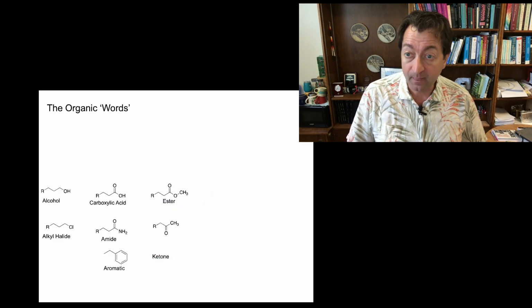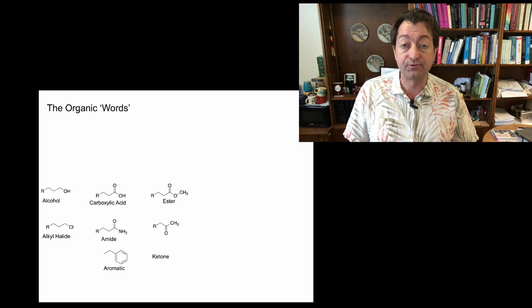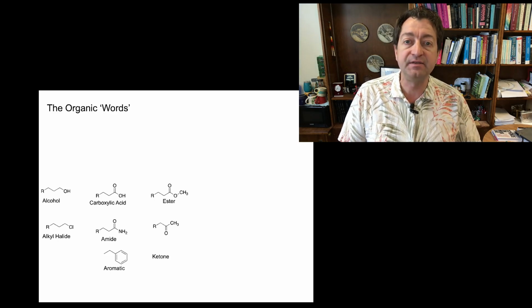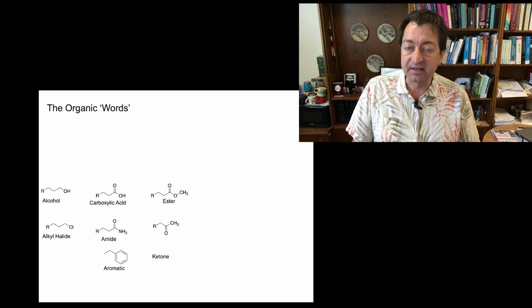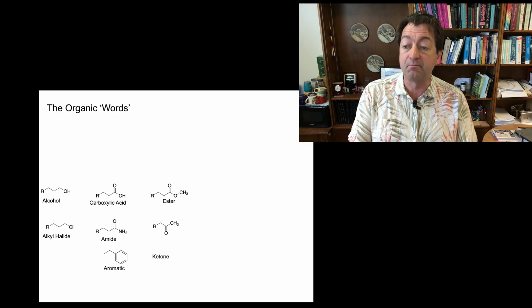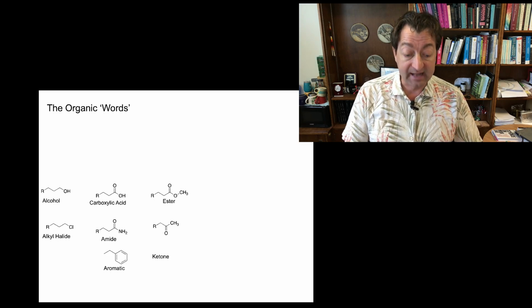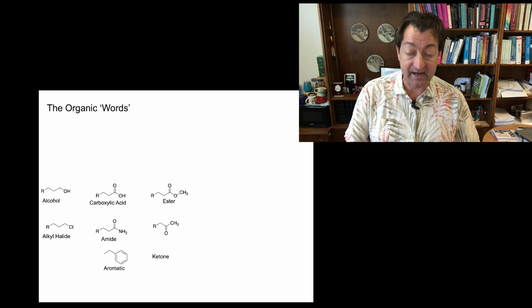Now, the organic words are what we call functional groups, shown on the screen here. You may or may not have seen these from time to time earlier, but alcohols, acids, esters, and things like that, we will see repeatedly. We'll explain them to you more, but these are the fundamental words of organic chemistry, and knowing these patterns explains a lot of chemical reactivity.